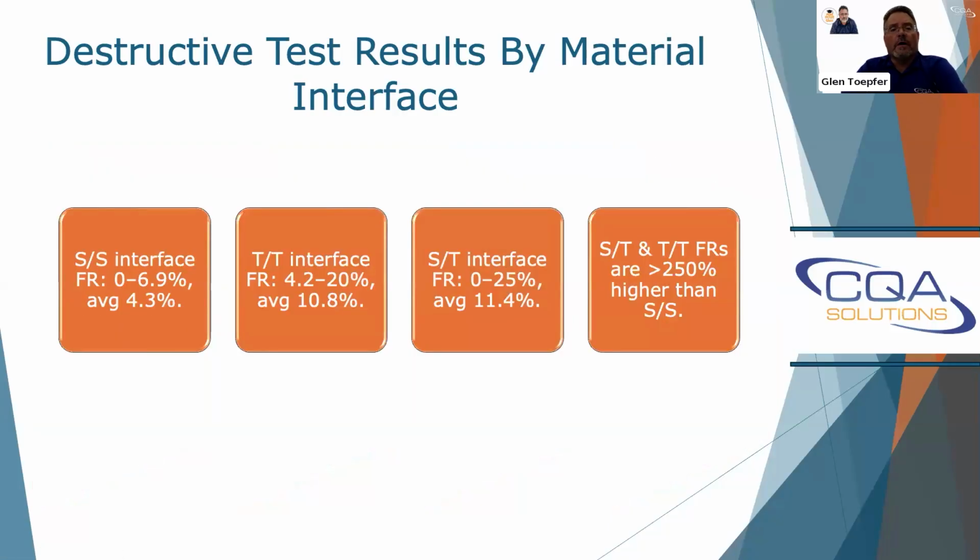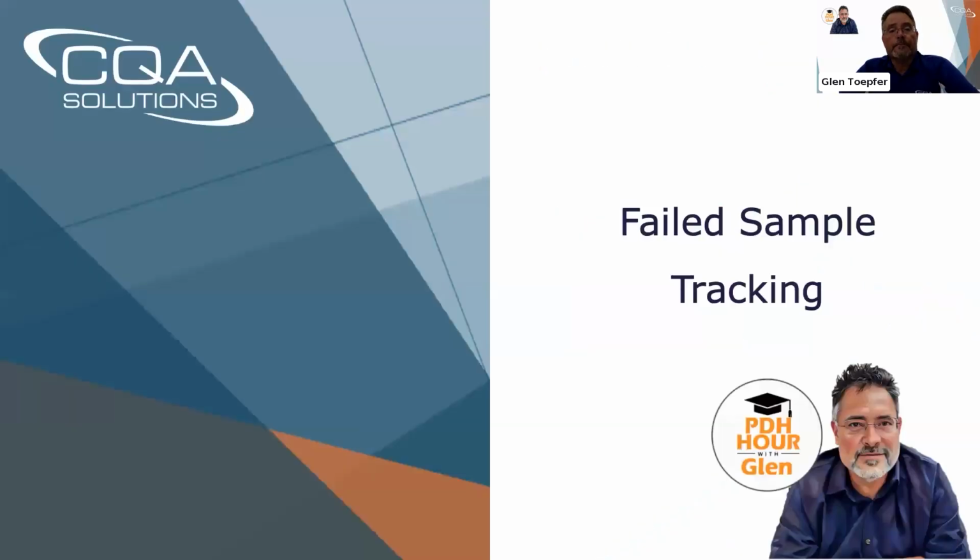So looking at them by the material, we talked about these. The smooth averaged 4.3, textured averaged 10.8, smooth textured smooth averaged 11.4. But when you look at these in total, the failure rate of any textured interface is 250% more likely to happen than on the smooth. But yet, we're not always targeting these. So I'll get into the failed sample tracking here.